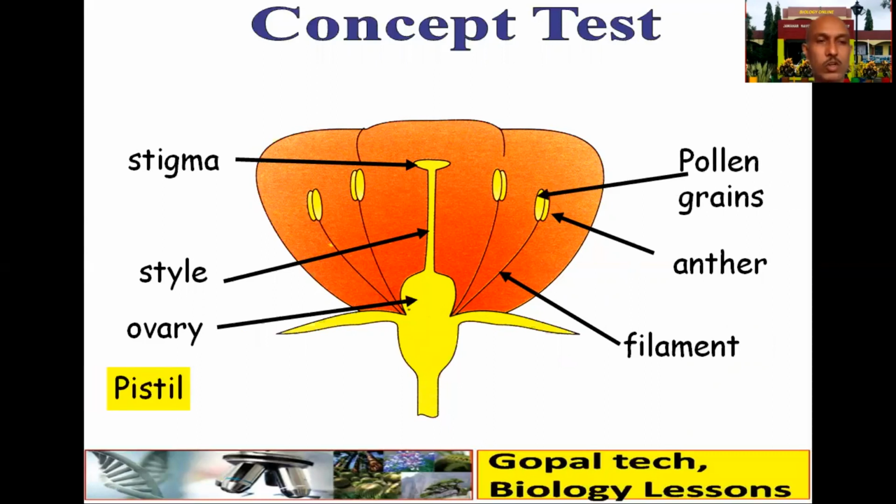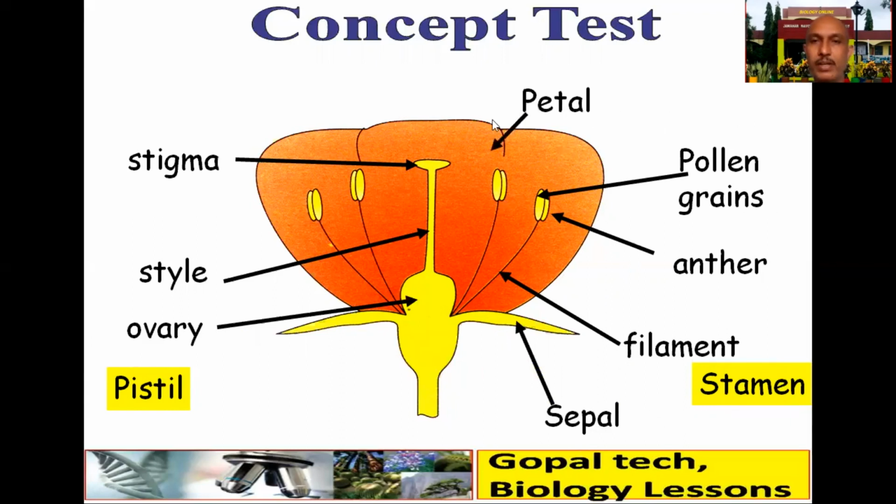Okay, then this is called pistil, and this side we call stamen. Now what is this part? It is sepal, very good, and this is a petal. Okay, so a group of sepals is the calyx, a group of petals is the corolla, a group of stamens is the androecium, and a group of pistils is the gynoecium. These are technical words for your competitive exam, which you can also look at.